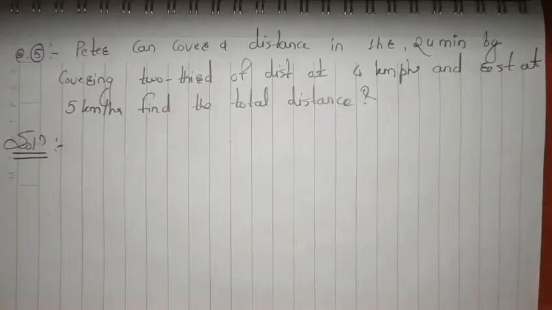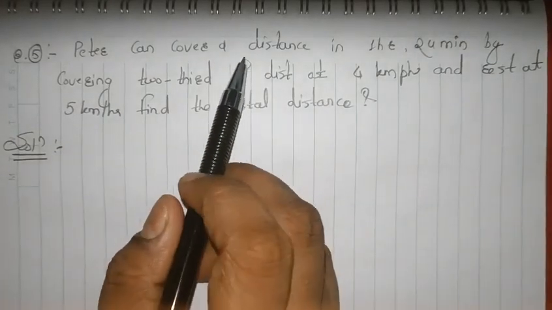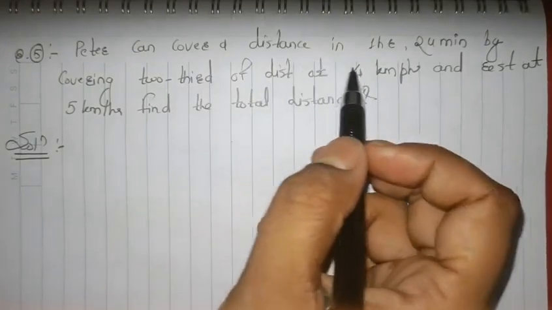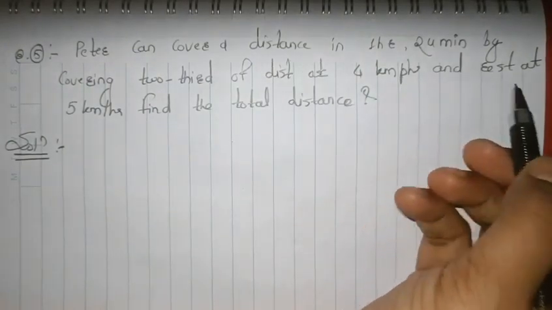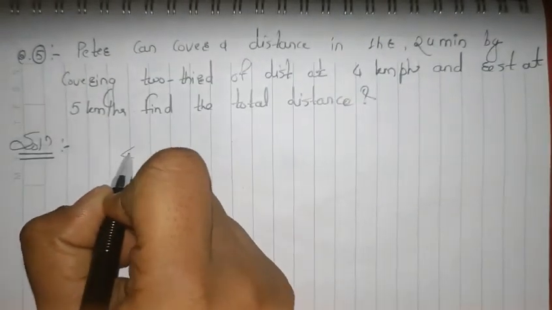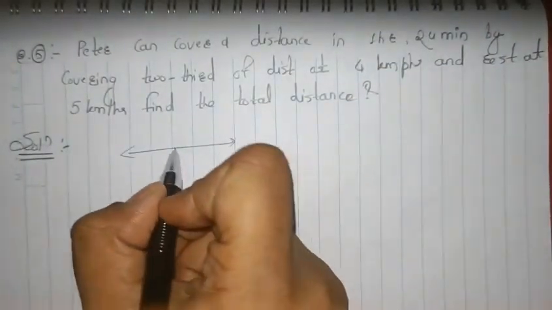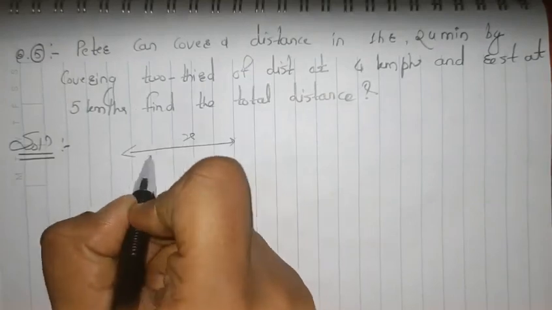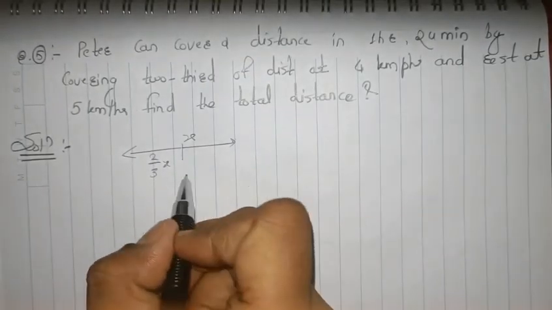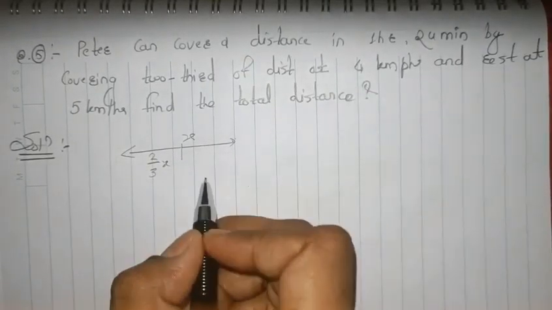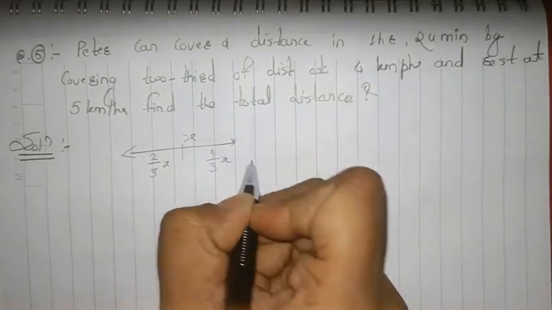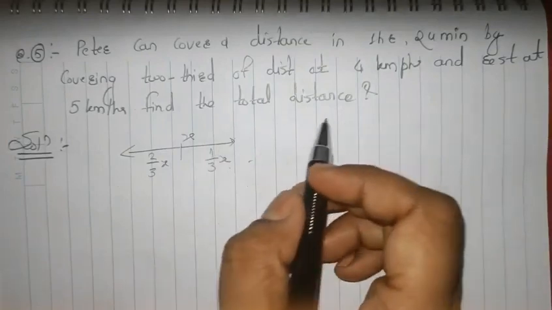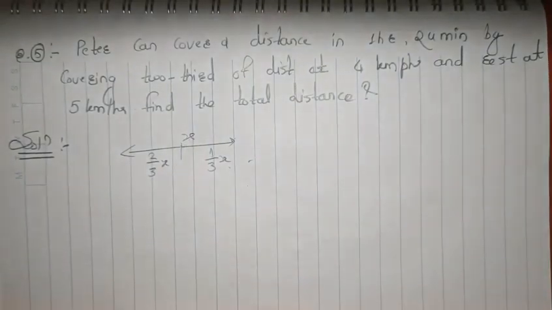So this is our fifth question. Peter can cover a distance in 1 hour 24 minutes by covering 2/3 of the distance at 4 kilometers per hour and the rest at 5 km per hour. First of all, consider this as our total distance, which is x, right? The first part, that is 2/3 of the distance, is covered at 4 kilometers per hour, and the remaining, that is 1 by 3 x, is covered at 5 km per hour. So now we want to find out the total distance, that is, we want to find this x, right?